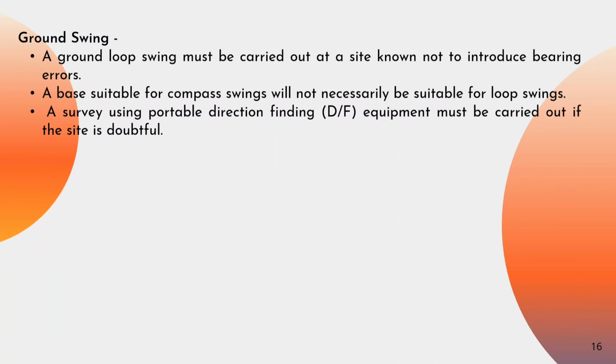Ground swing. A ground loop swing must not be carried out at a site known to introduce bearing error. A base suitable for compass swings will not necessarily be suitable for loop swing. A survey using portable direction finder DF equipment should be carried out if the site is doubtful.